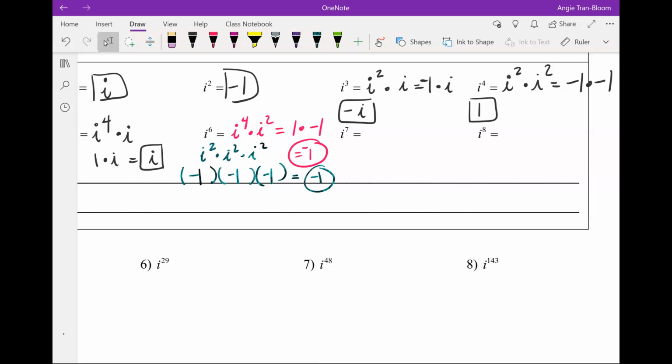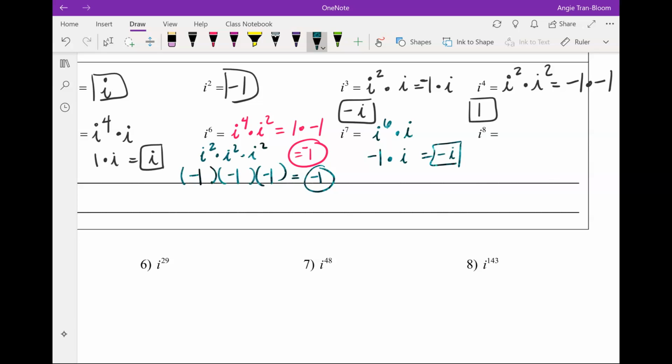Next 3. Riley, what did you get? -i. Riley said -i. Grace, what did you get? Maggie? Okay. Did you guys break it? How did you guys break it down? Good. Yes. Yes, you are right. Good job.